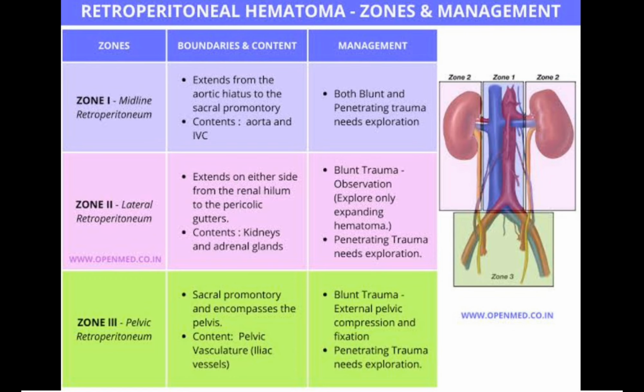And in this region, blunt trauma requires observation. Explore only expanding hematoma and penetrating trauma. If there is penetrating trauma, then we need exploration. Then we have zone 3. Zone 3 is pelvic retroperitoneum and it extends from sacral promontory and encompasses the pelvis. Content is pelvic vasculature. Basically, iliac vessels are present in this zone.